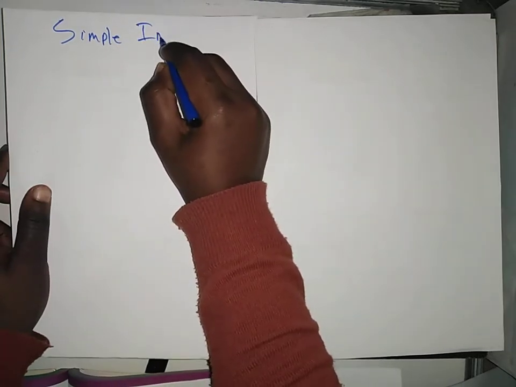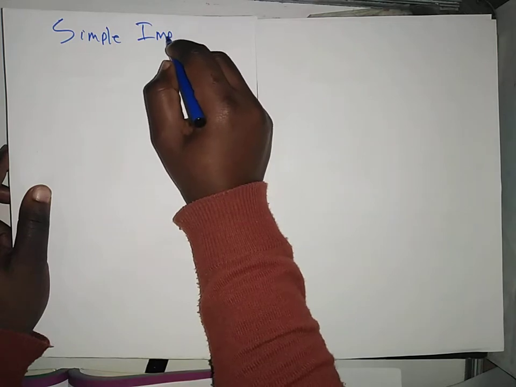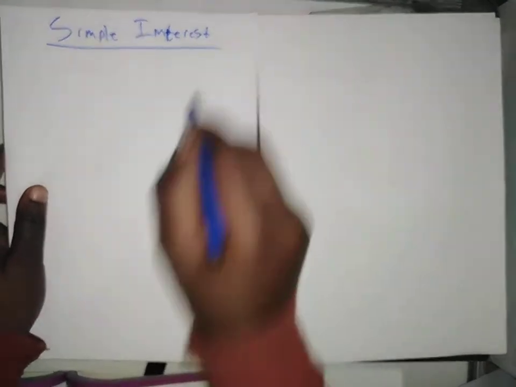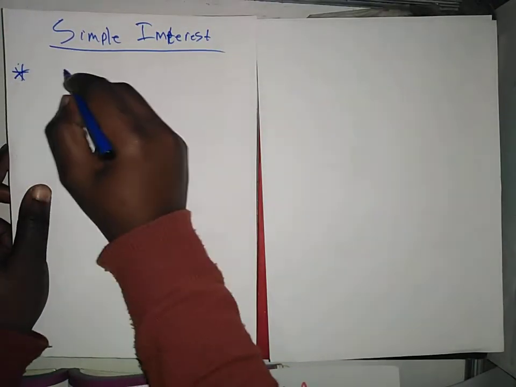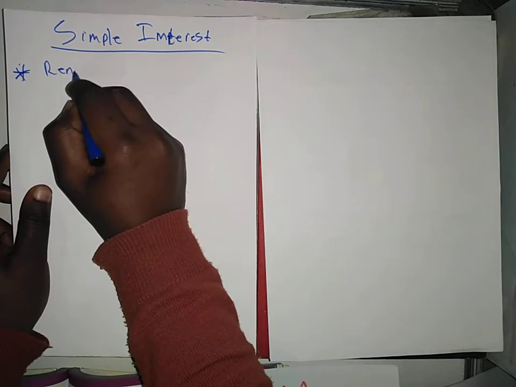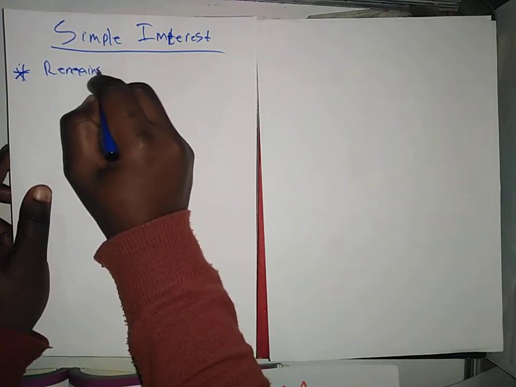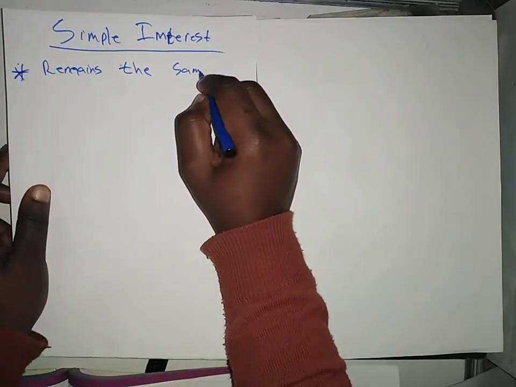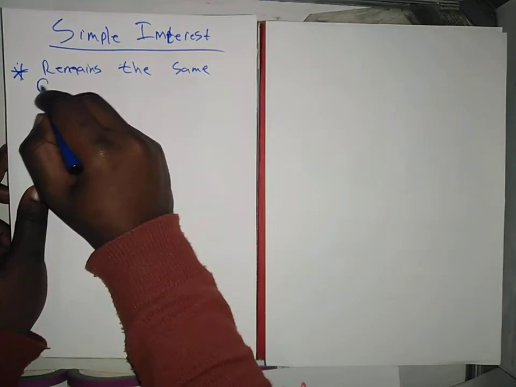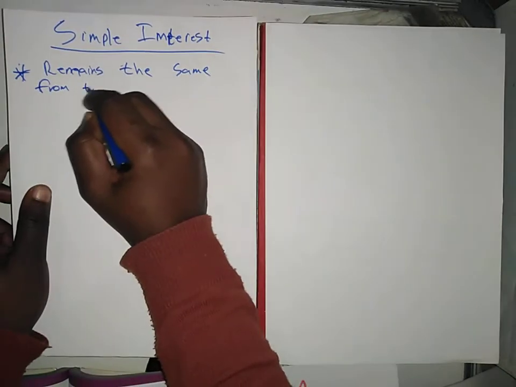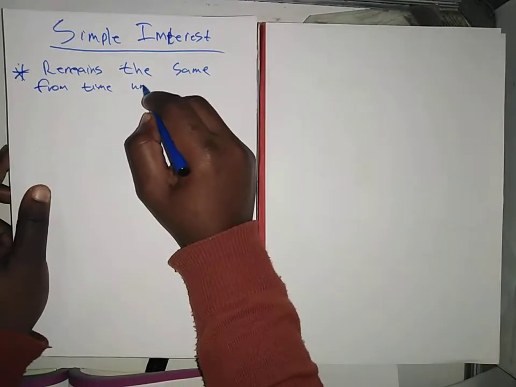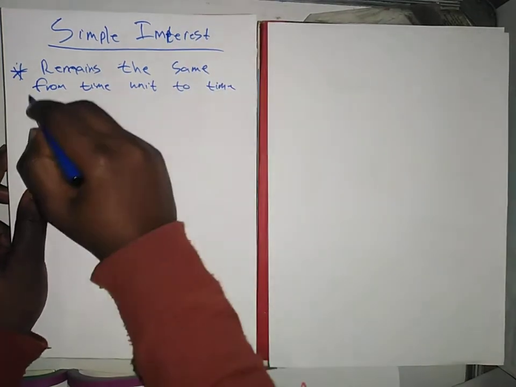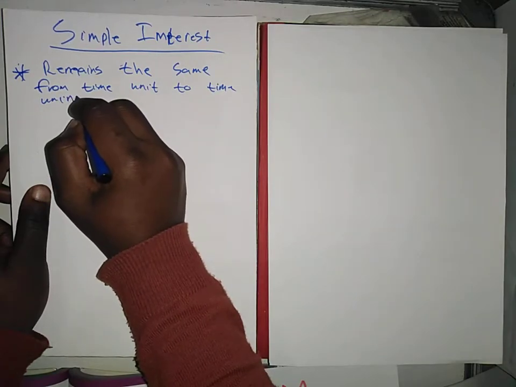Now, what is simple interest? The simple interest, ladies and gentlemen, is the interest that remains the same. One of the most important things about simple interest is that it remains constant. Remains the same, or constant, is the same thing. It remains the same from time unit to time unit. What do I mean by this?